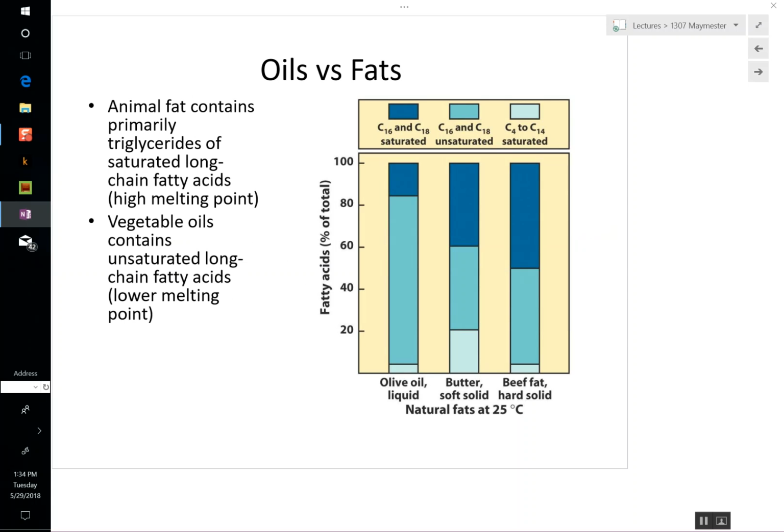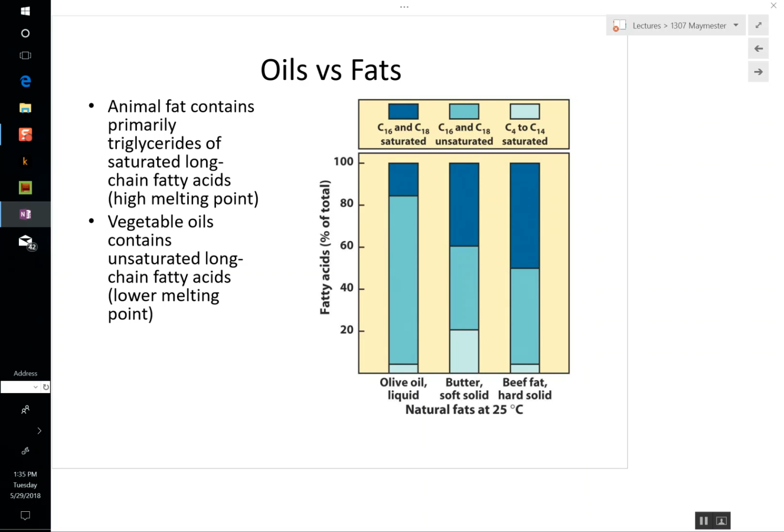Now here's beef fat. Now here's 3 different types of fatty acids. Saturated, 16 to 18 carbons long. So here would be your stearic acid component. Unsaturated, C16 to C18. Here's your oleic acid portion, and then something else, maybe a short chain saturated fatty acid. So the triglycerides that you would extract from beef fat will have this composition.